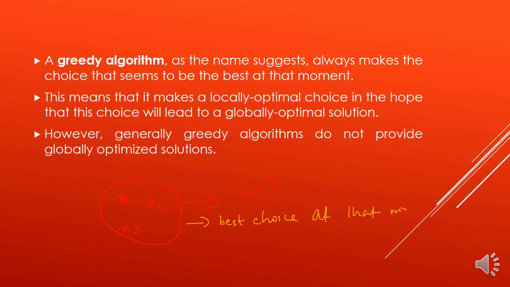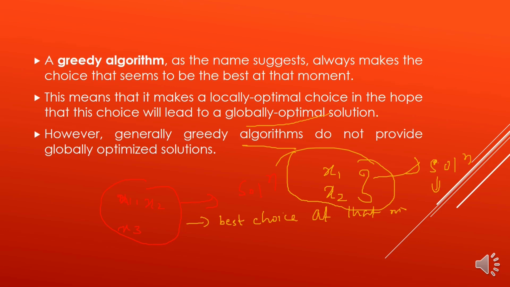So for example, I might feel that x1 is going to give me the best choice. After that, in the next stage, I might select x2, and if both x1 and x2 satisfy the constraint, then this will be my solution. Whenever I am making these choices, I always think that they might give a globally optimal solution. Generally, greedy algorithms do not provide a globally optimal solution.